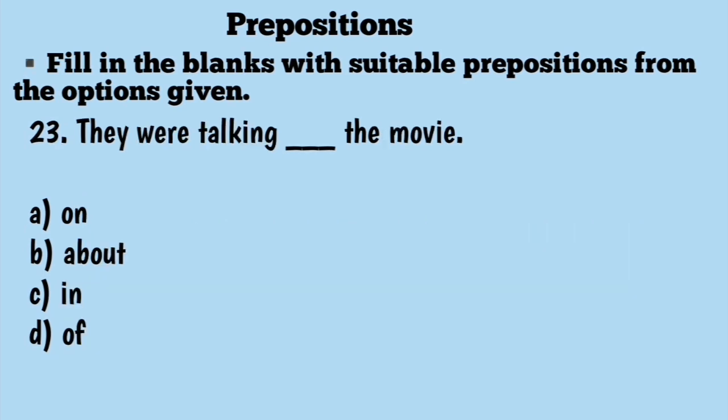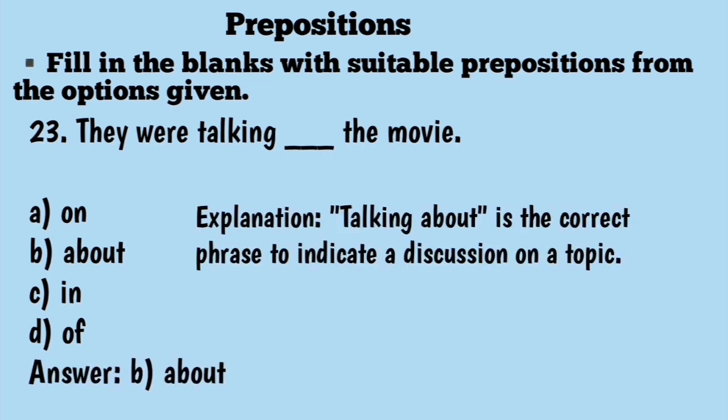Next, they were talking dash the movie. Option A on, option B about, option C in, option D of. Answer is option B about. Talking about is the correct phrase to indicate a discussion on a topic.